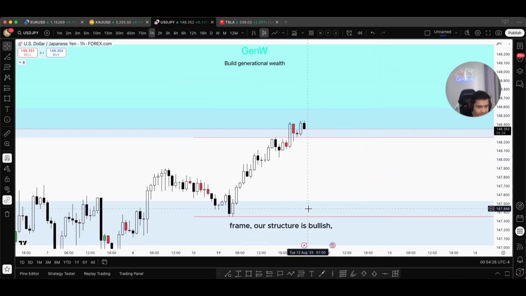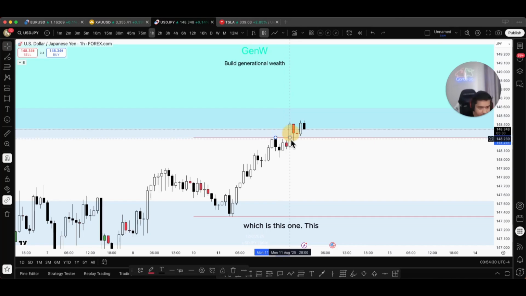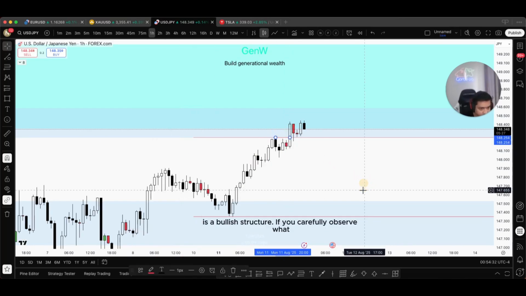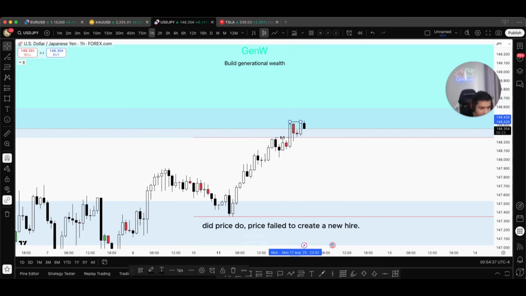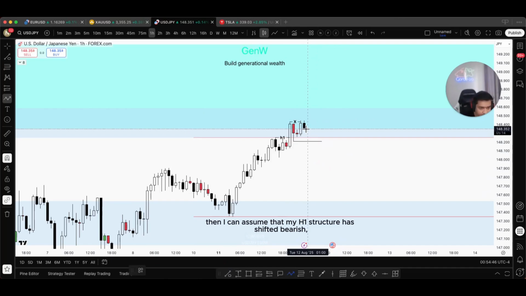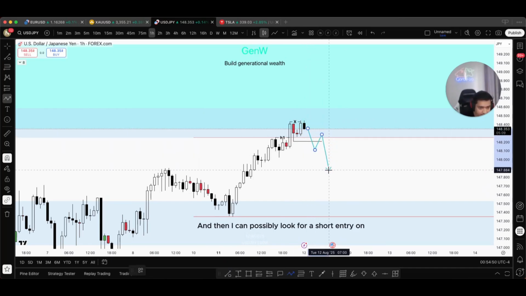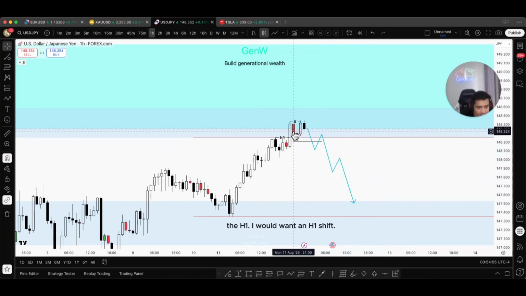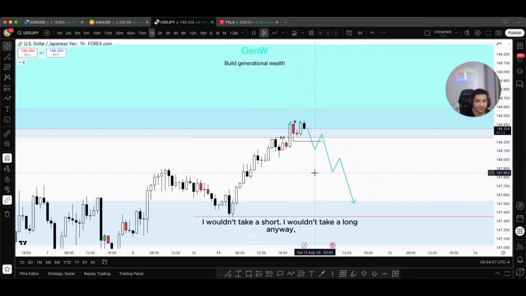Now if we go and check out the H1 time frame, our structure is bullish, which is this one. This is a bullish structure. If you carefully observe, what did price do? Price failed to create a new high. Now if price closes below this, then I can assume that my H1 structure has shifted bearish, and then I can possibly look for a short entry on the H1.